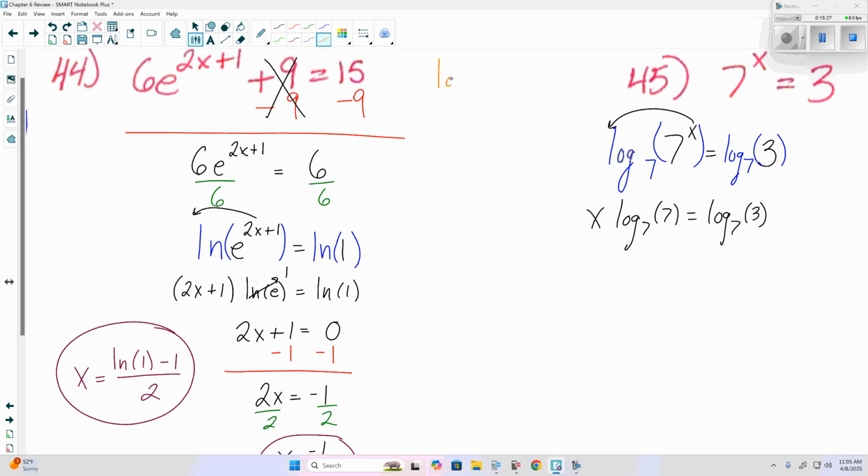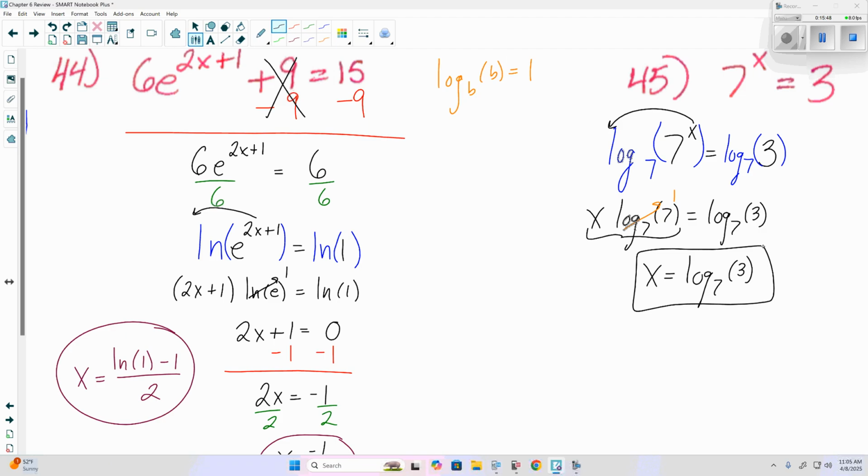As a reminder, log base b of b is 1. When the base and what's inside are the same, it reduces to 1, which means log base 7 of 7 is 1. On the left side we have x times 1, which is x, equal to log base 7 of 3. Since x is by itself, we're done. I'm not making you find the value of that. Just x is equal to log base 7 of 3. That's it.